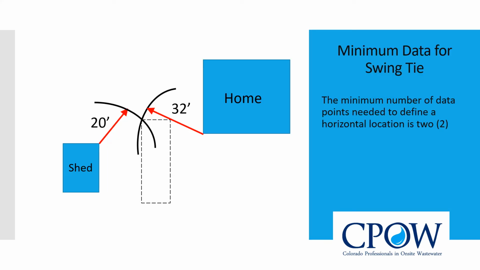A minimum of 2 data points are required because one data point just locates a line or a circle, not an actual point. Note that this is for 2-dimensional drawings only. It does not include a vertical or z-axis. Again, it's not 3-dimensional.